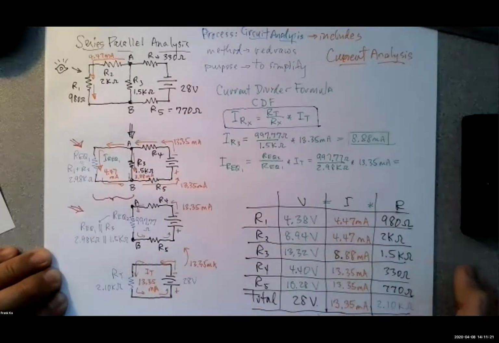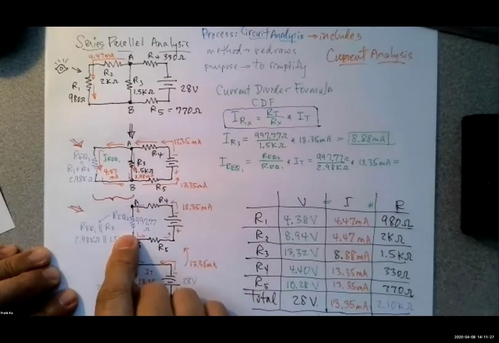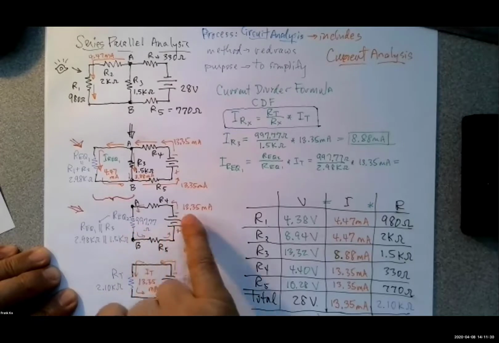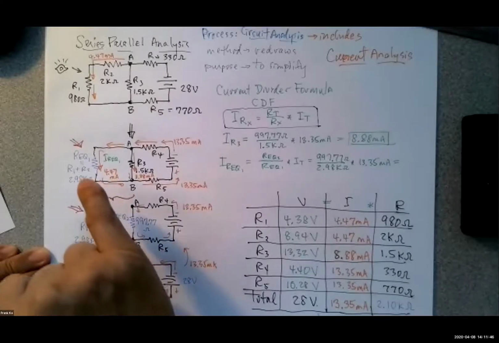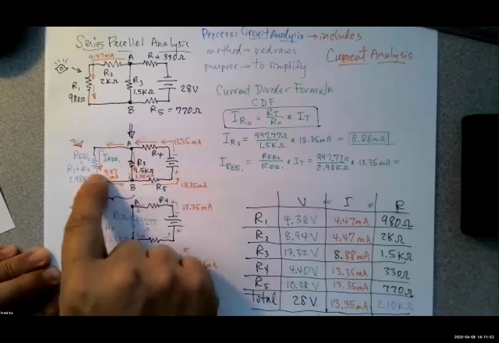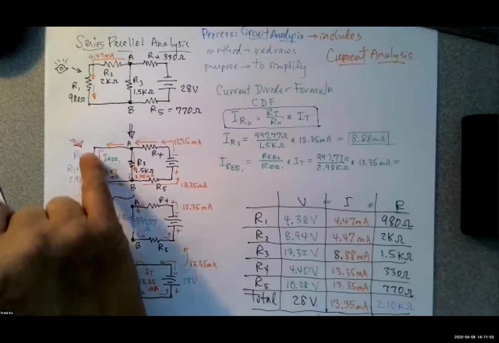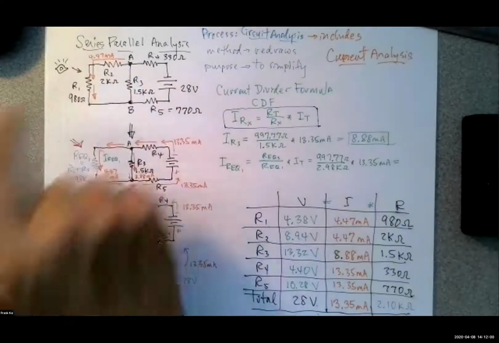Could we have done the analysis differently? Could we have used voltage divider? Yeah, we could easily have used voltage divider because right here, if you look carefully, we know the current through the series circuit as being 13.35 milliamps, yes? Could we have calculated the voltage between A and B? Yes. If you have the voltage between A and B, you have found the voltage across REQ1 and R3. And them being the same voltage allows you to calculate a current here, which then allows you to use those currents to calculate individual voltages.